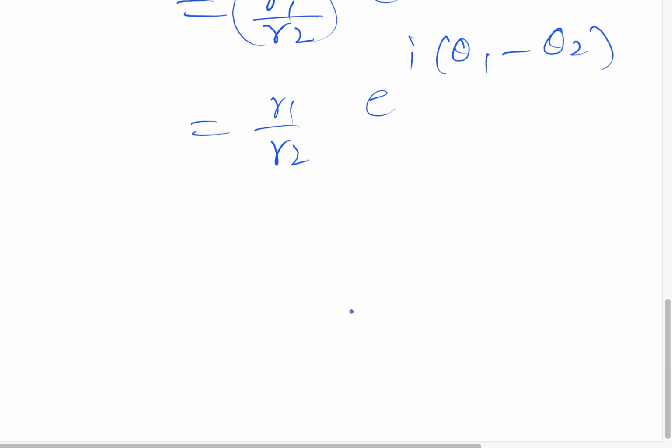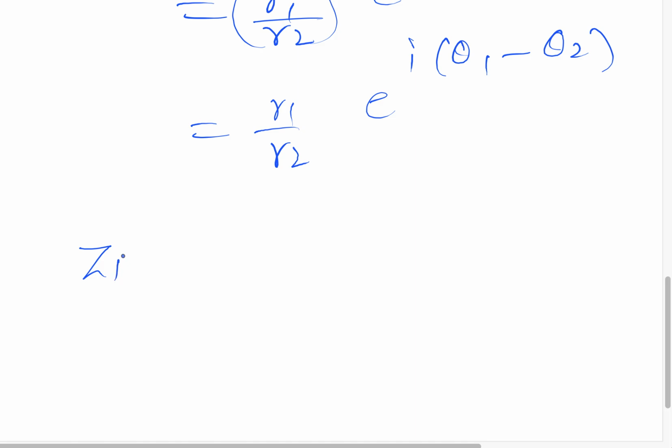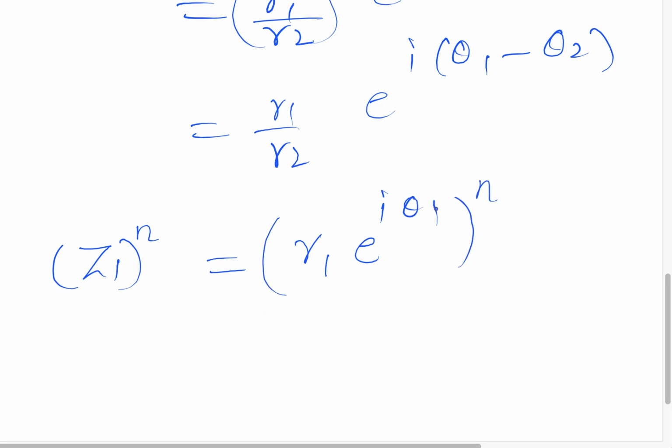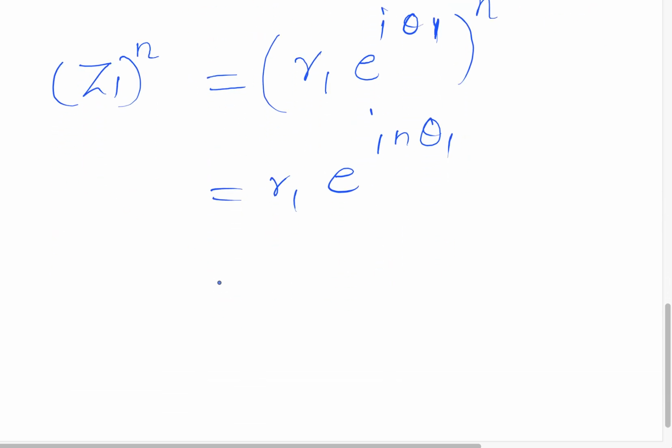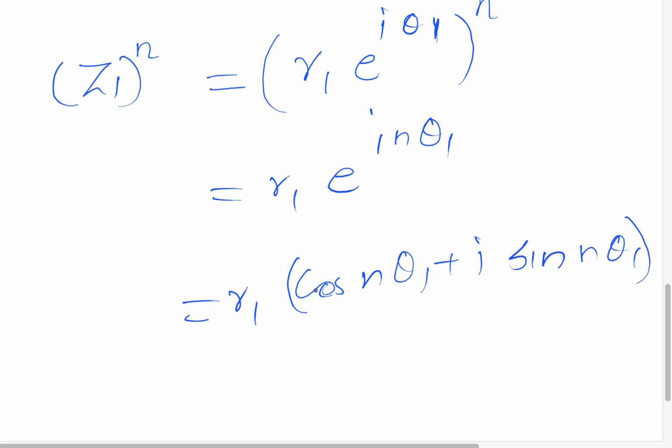Now what about powers then? What happens when z1 is raised to n? So what is z1? z1 is r1 e raised to i theta 1. So if that is raised to n, by laws of indices, I should get r1 raised to n, e raised to i n theta 1. Which means it will become r1 raised to n times cos n theta 1 plus i sin n theta 1. This result is called de Moivre's theorem.